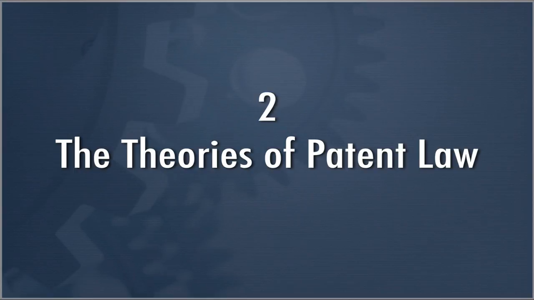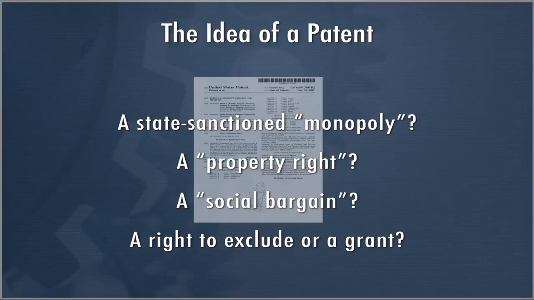All right, so let's start in number two, the theories of patent law. So the first thing to think about is what do we mean about the idea of a patent? What is a patent? Lots of things to unpack here. One is, is it a state-sanctioned monopoly? Is this something, like back in the royal era, that is granted by the state in exchange for doing something good? And obviously that something good these days is some sort of technological innovation. So that's one possibility.